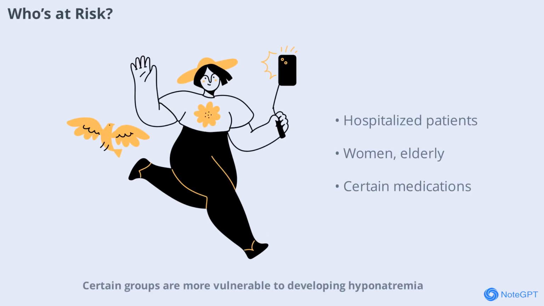Certain groups are more vulnerable to developing hyponatremia. Hospitalized patients, especially those with heart failure, cirrhosis, or kidney dysfunction, are at higher risk. Menstruating women are also more susceptible, as are older adults and those taking specific medications like antidepressants or diuretics. Understanding these risk factors is key to prevention and early intervention.